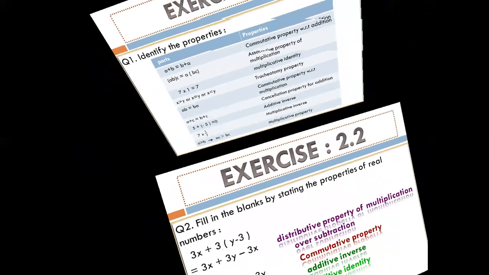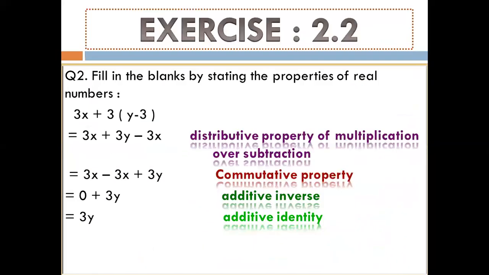Question number 2. Fill in the following blanks by stating the properties of real numbers used. You see that the solution is already given, you only write the properties which satisfy the given steps. The first step is 3x plus 3y minus 3x. In the first step, 3 is outside the bracket and in the next, 3 is multiplied with y and x both.